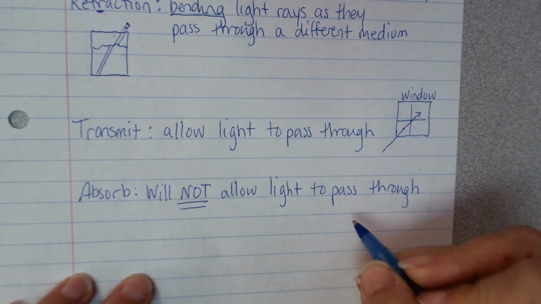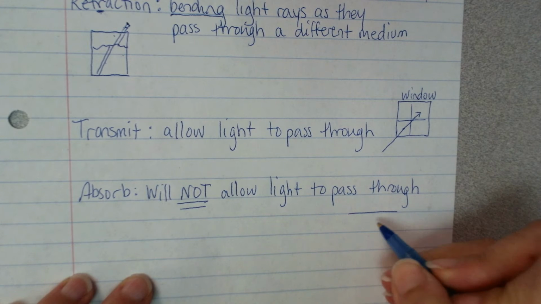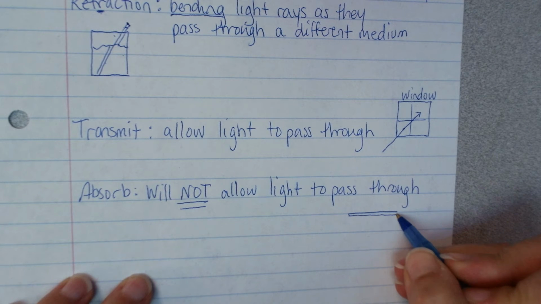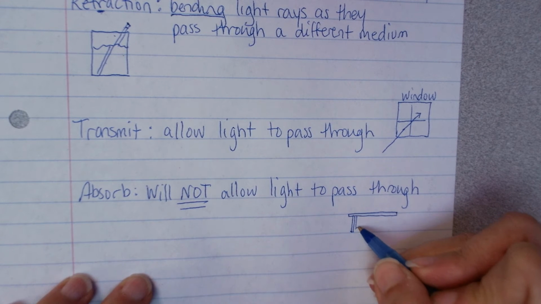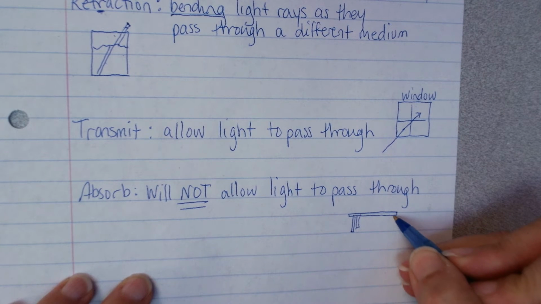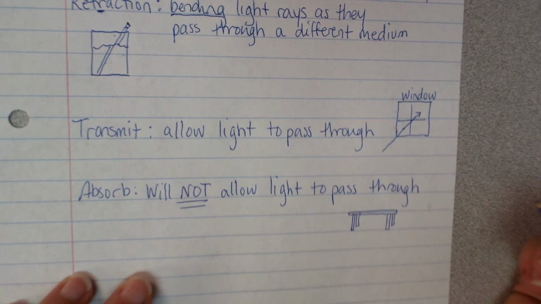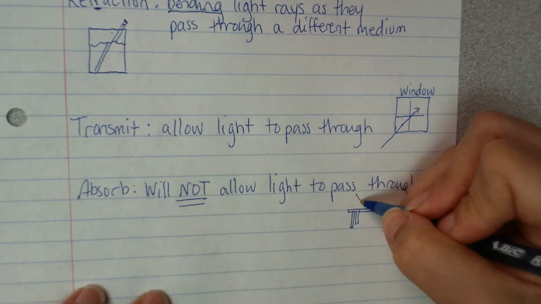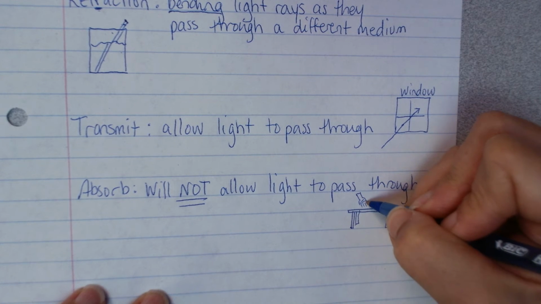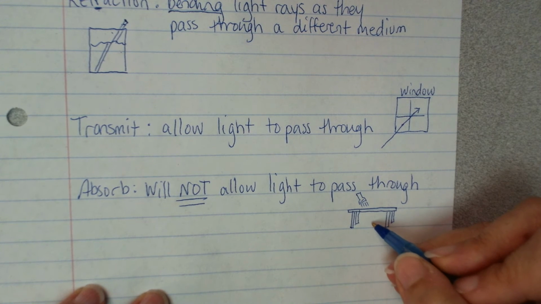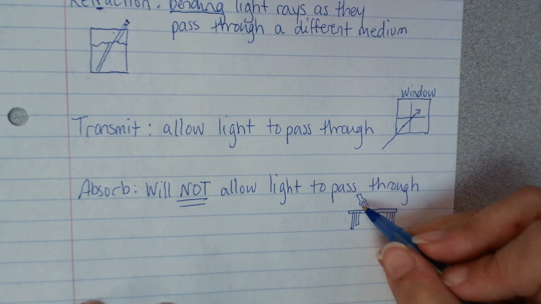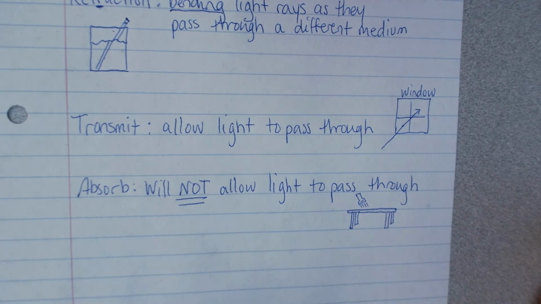So for our example here, let's just draw a table, okay? And let's say it's a wooden table. So I've got my little legs here. And I've got a flashlight, and I'm going to shine it towards the surface of the table. You notice no light is passing through to the underside of the table because it's being absorbed into the table.